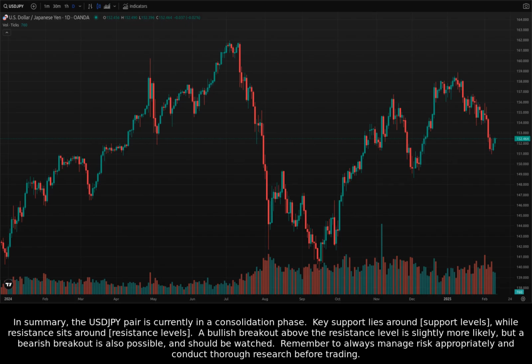In summary, the USDJPY pair is currently in a consolidation phase. Key support and resistance levels are marked on the chart. A bullish breakout above resistance is slightly more likely, but a bearish breakout is also possible and should be watched.